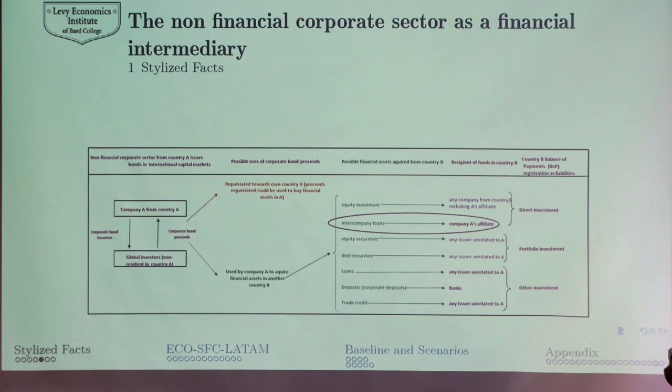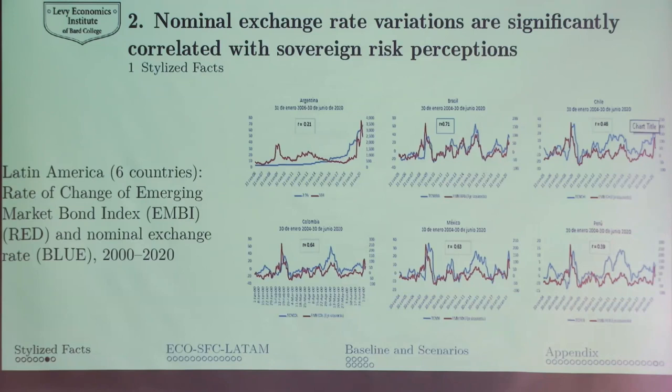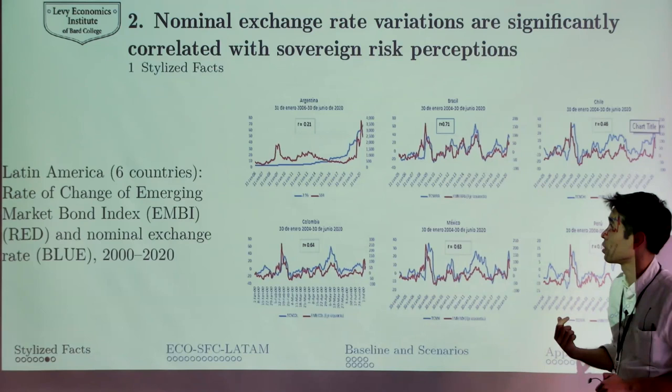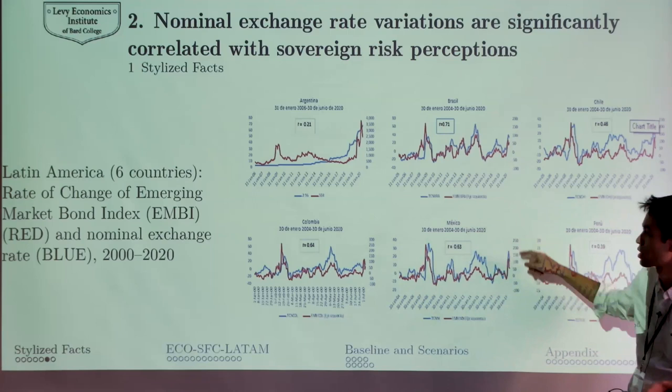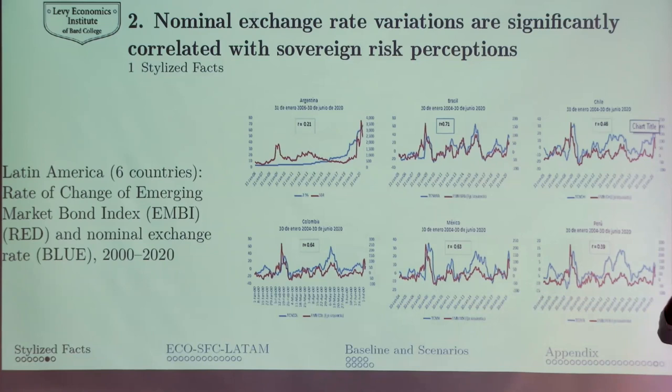The other one, perhaps, is the recognition that the nominal exchange rate variation in those countries is significantly correlated with the sovereign risk perception. And the most used indicator to measure this volatility is the emerging market bond index. And you see that the behavior of the currency for all these countries pretty much follows the valuation of the risk perception of foreign investors.